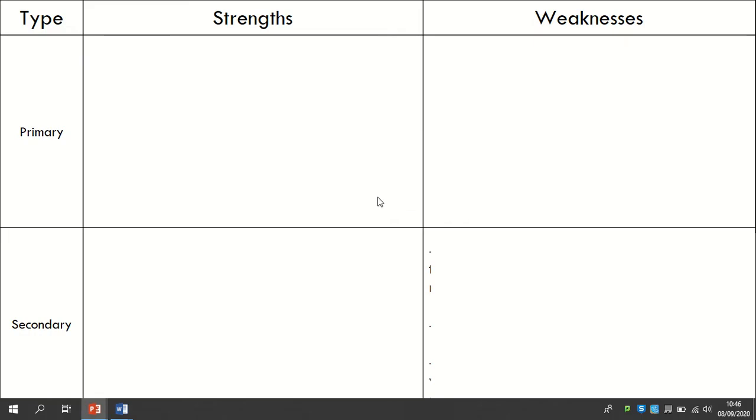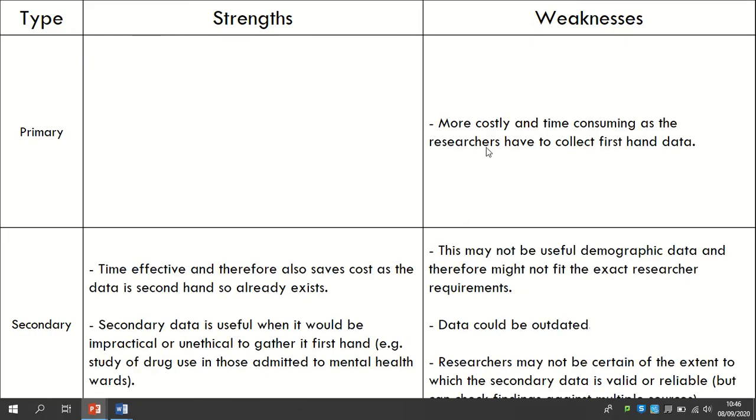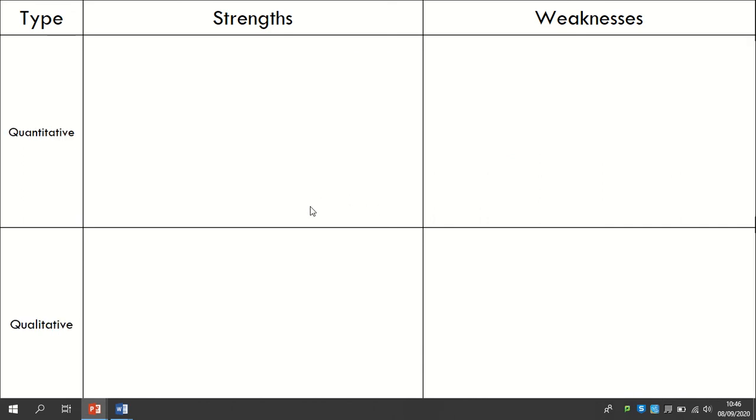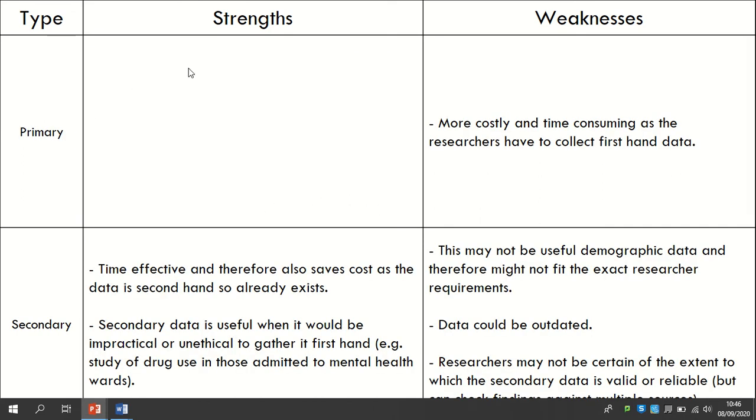So again, you can pause this video and you can write these down or copy these down into your booklet. We also have a strength of primary, so there's one missing here.